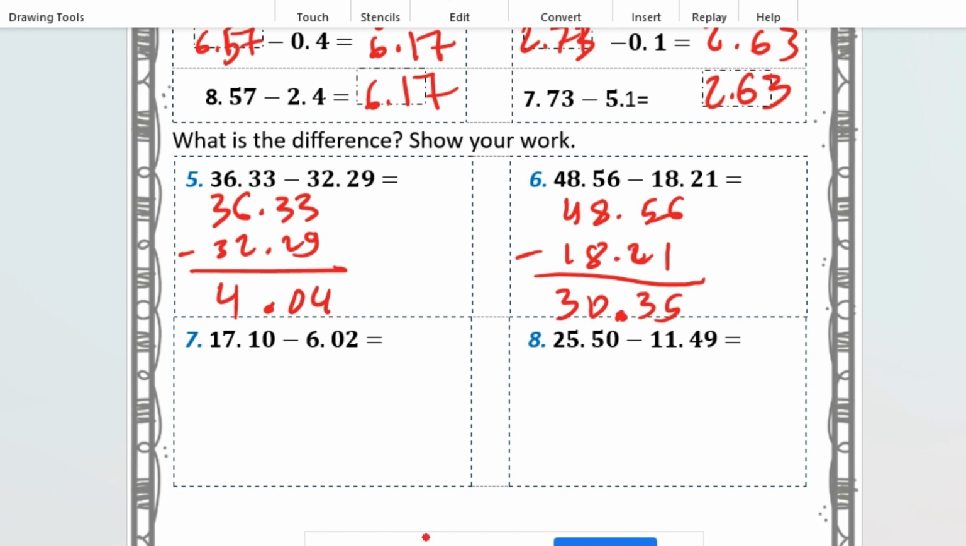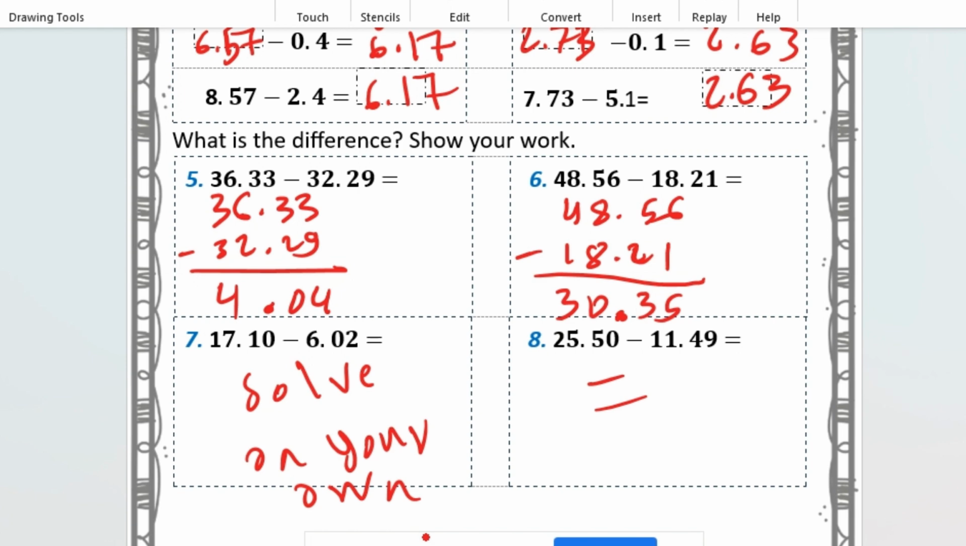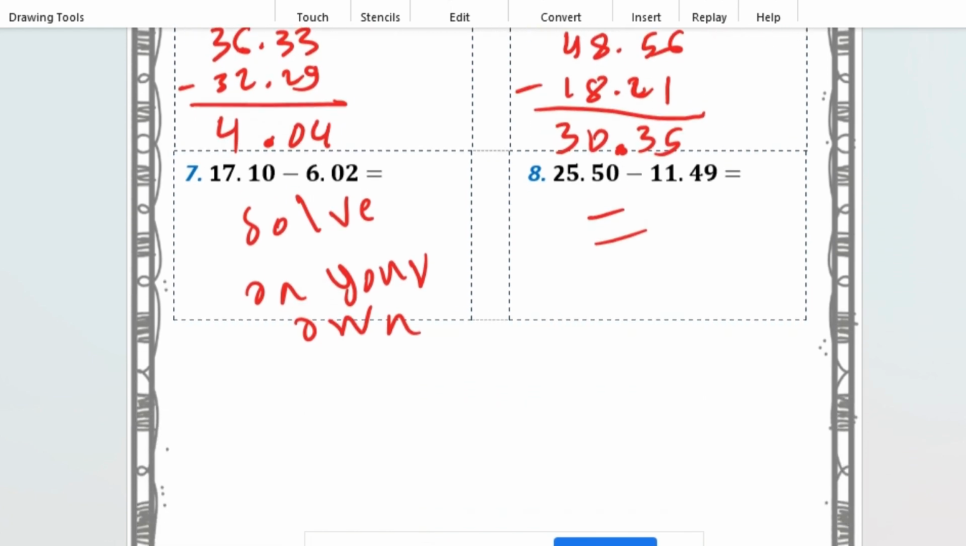Okay, I'm going to just leave the last two to solve on your own, because it's the same question basically.